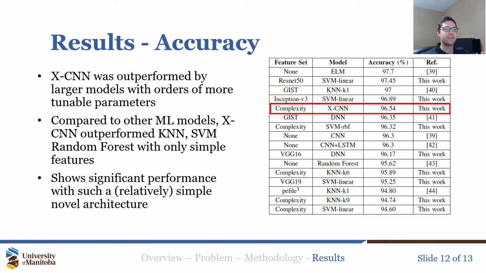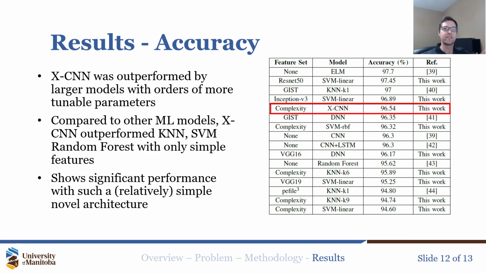And in terms of total accuracy, as previously said, we looked at our model and compared it to others in literature, as well as different machine learning frameworks and those imported from elsewhere. One thing to note is that we did outperform a large bulk of other models, but it was outperformed by more sophisticated models, whether it be ResNet, GIST, or Inception v3, and those implemented with a linear support vector machine. The reference says this work, not that it's our own implementation, but just that we tested it and that was our result in this experiment. Compared to other machine learning models, our complexity convolutional network did outperform at least basic complexity analysis and importing into a k-nearest neighbor, support vector machine or random forest.